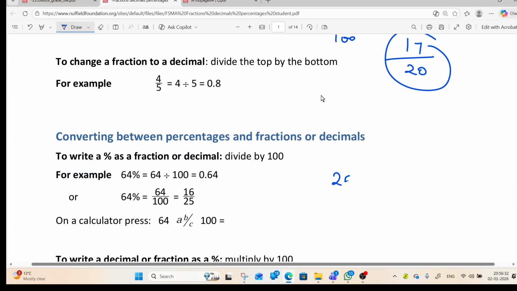Now, if we have 10, 100, or 1000 in the denominator, that's simple. For example, we have 25 over 10. So I just write the numerator as it is. I have one zero in the denominator. So after one digit, I put a decimal point. So the answer is going to be 2.5, right?